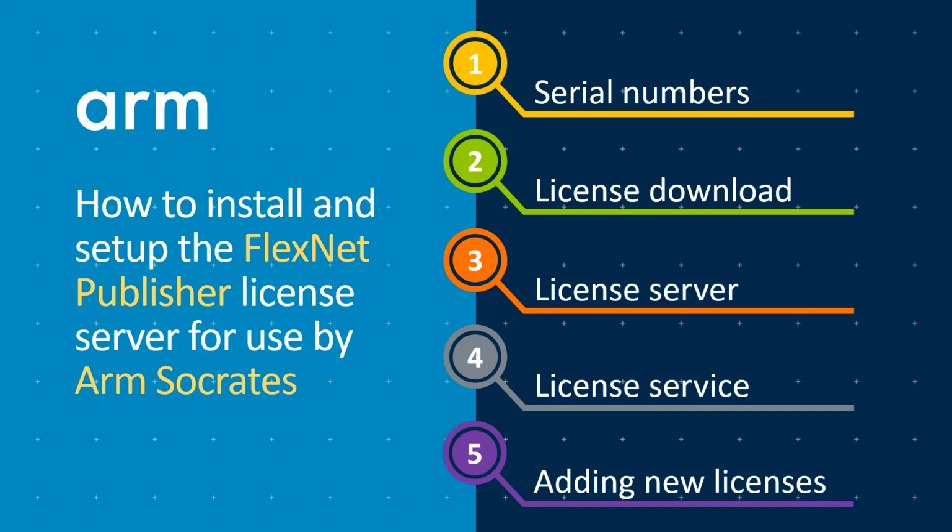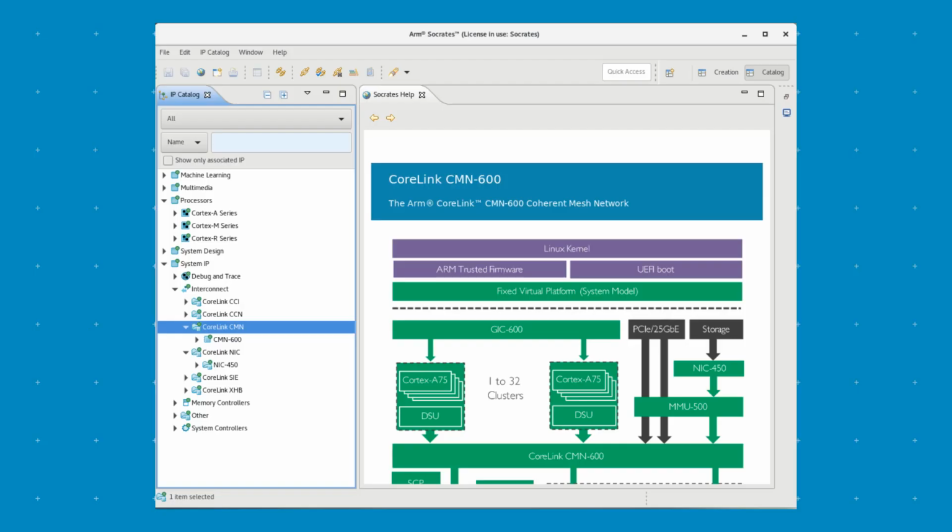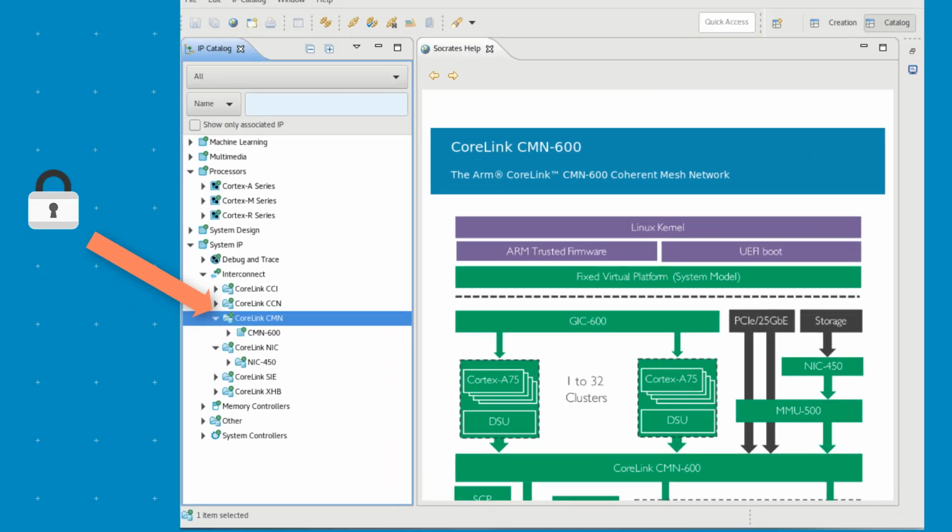The Socrates tool is licensed and managed using FlexNet Publisher. There are two kinds of license that apply to Socrates: the license for the Socrates program itself, and a license that applies to a specific IP. Not all IPs require such a license, but if they do, this license is supplied with the IP and is in addition to the Socrates license.